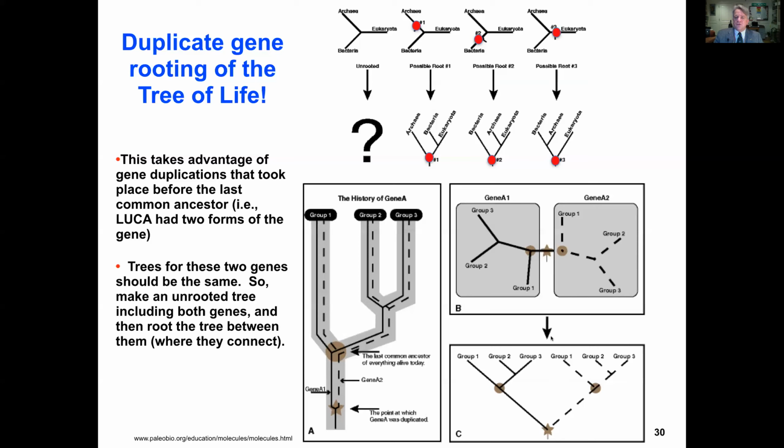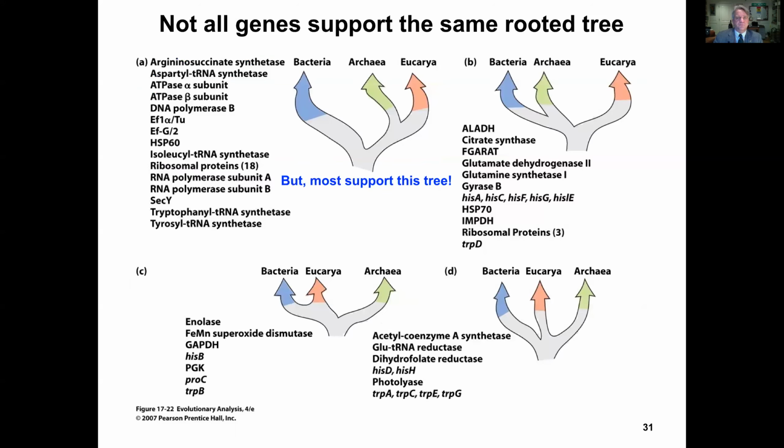And then we have the rooted phylogeny at the bottom, where we're seeing the organismal phylogeny agrees in the phylogenies of these two different gene copies. And that is how we have insight into rooting the tree of life, that LUCA represents the most recent common ancestor of bacteria, archaea, and eukaryotes.